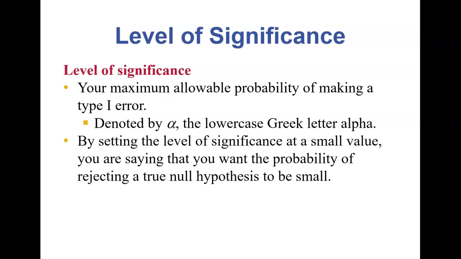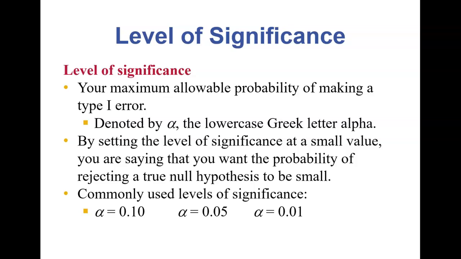By setting the level of significance at a small value, you are saying that you want the probability of rejecting a null hypothesis to be small. We'll look into various examples of these, which will make much more sense.